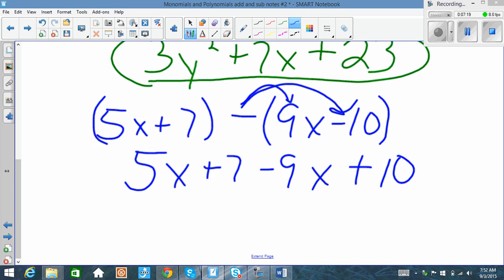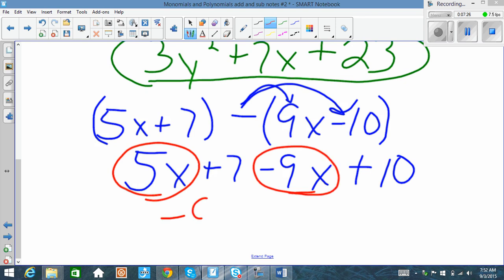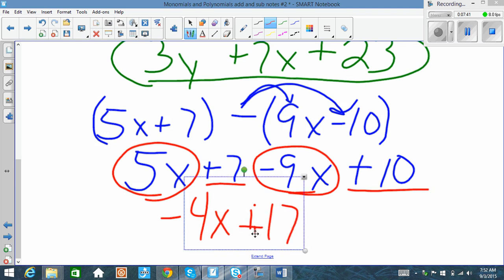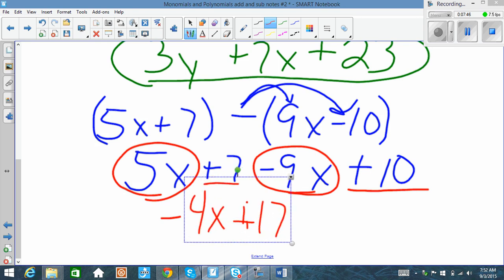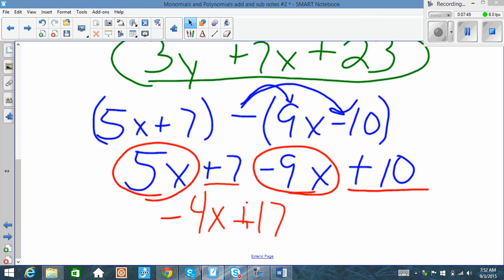So then, after that, we would look for our like terms here. We've got our 5x and our negative 9x. We got negative, let's see, I made a mistake there. That would be a negative 4x. And then we've got our plus 7 and our plus 10. So that's plus 17. So that would be our final answer there: negative 4x plus 17. That's positive 17.